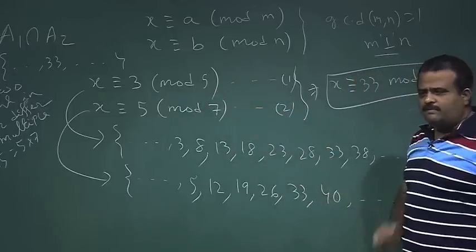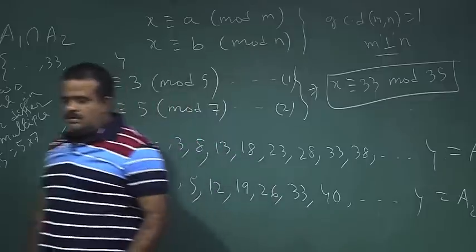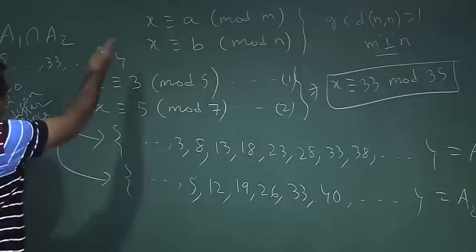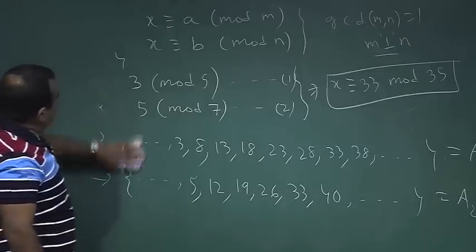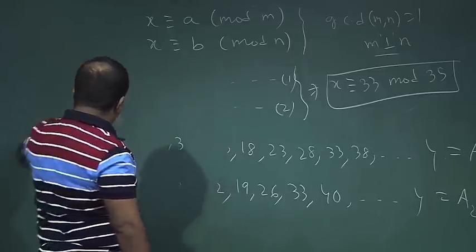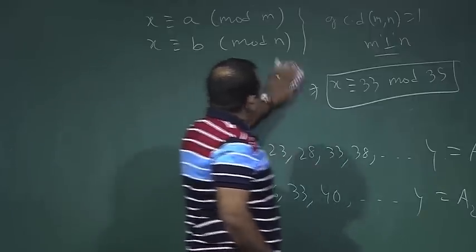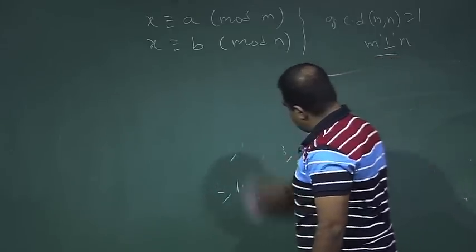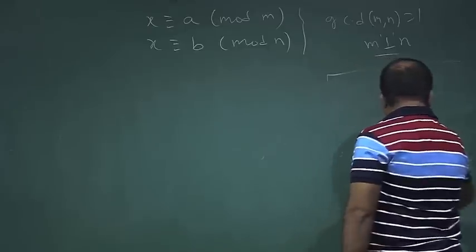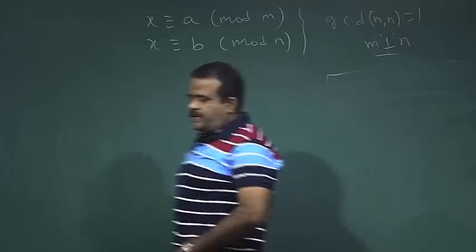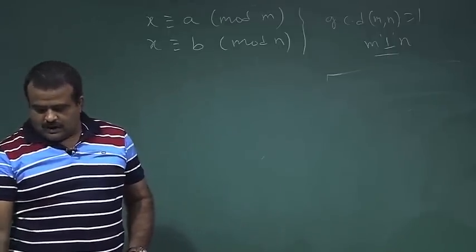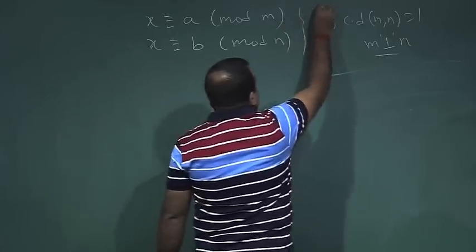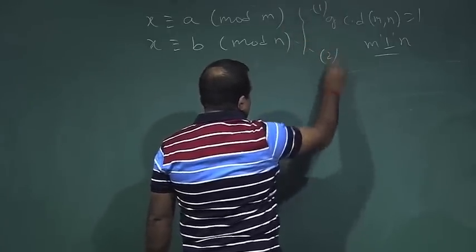So, this is the naive way, but we need to know how in general we can get the solution. Suppose we have the general form of the equations: x is congruent to a mod m and also x is congruent to b mod n. Now we want to find the solution for this. Say we take this as equation 1 and this as equation 2.